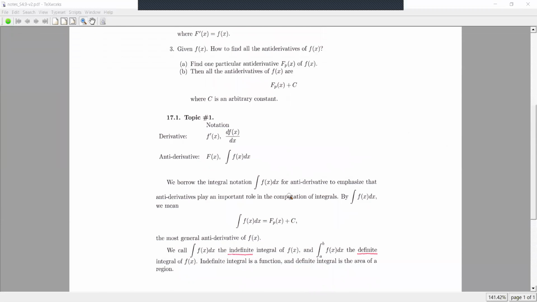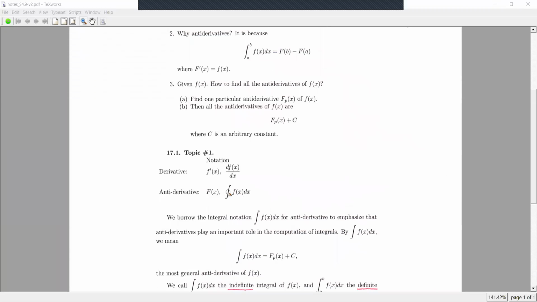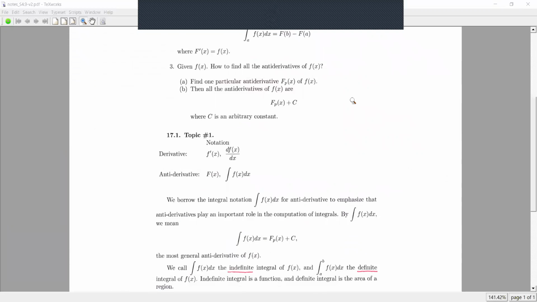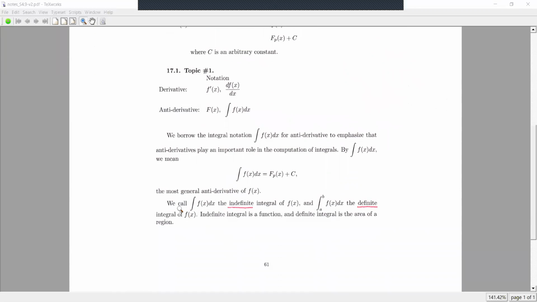Now we have 2 integrals, this one and this one. Now we give names to these 2 integrals. We call the integral without a or b the indefinite integral of the function little f, and the integral with a and b the definite integral of function f.